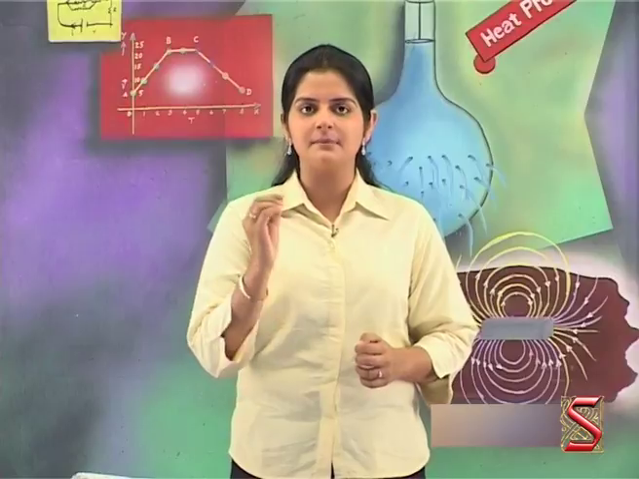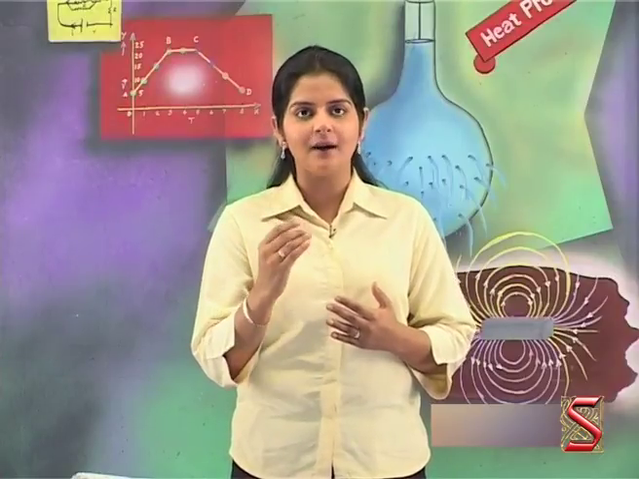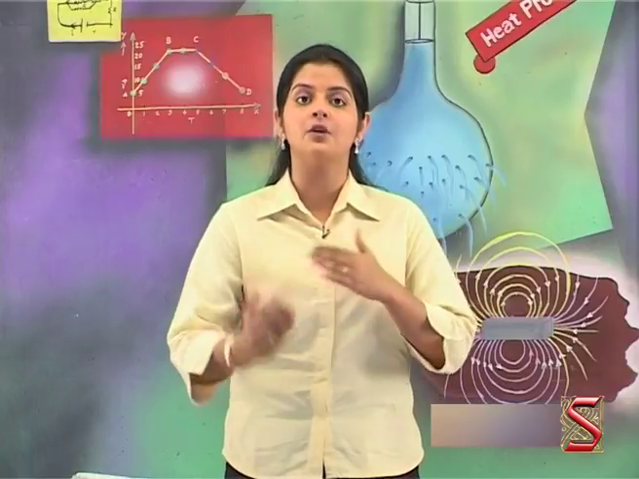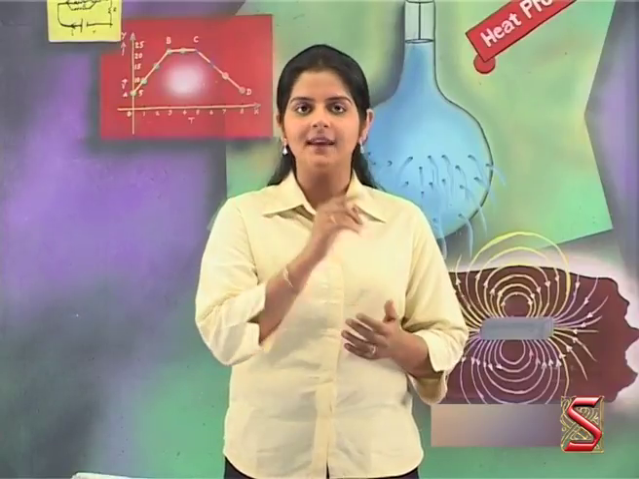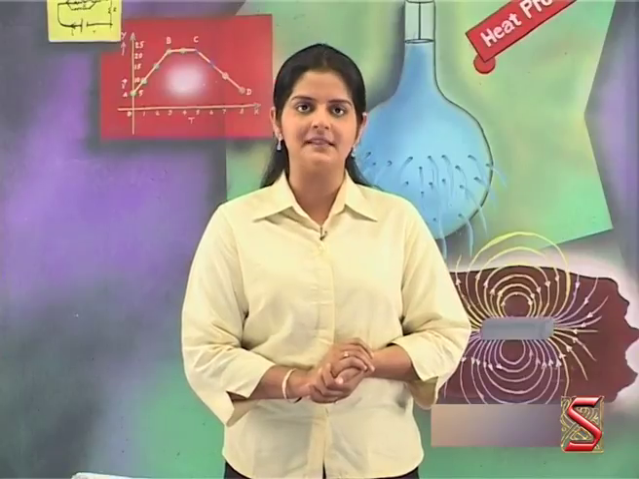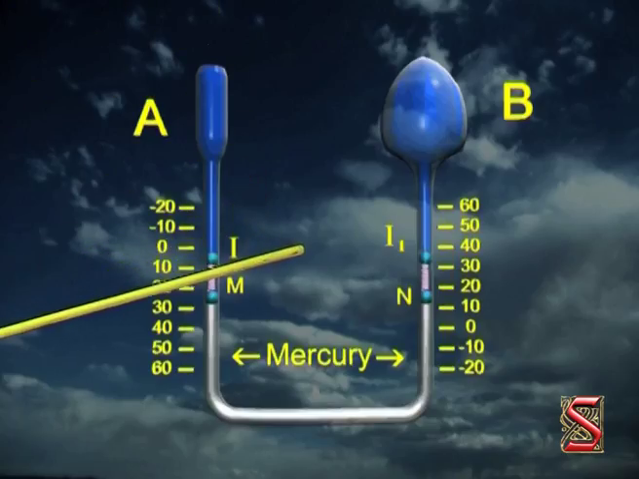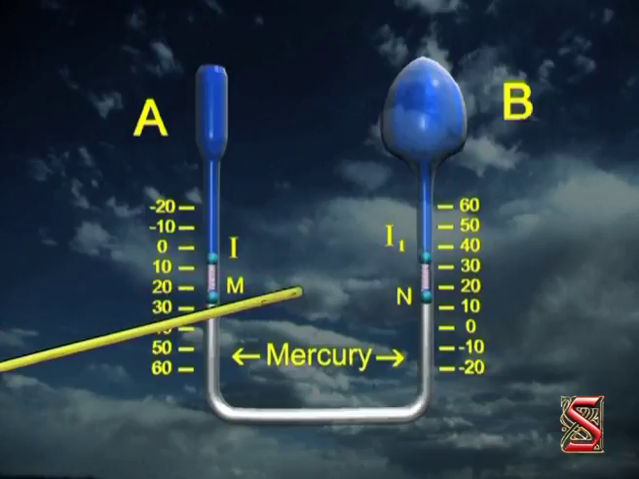Suppose the left arm is marked with the ascending values from top to bottom, then the right arm should be marked with the ascending values from bottom to top. See here the working of Six's thermometer. It is a Six's thermometer which measures the maximum and minimum temperatures of a day.